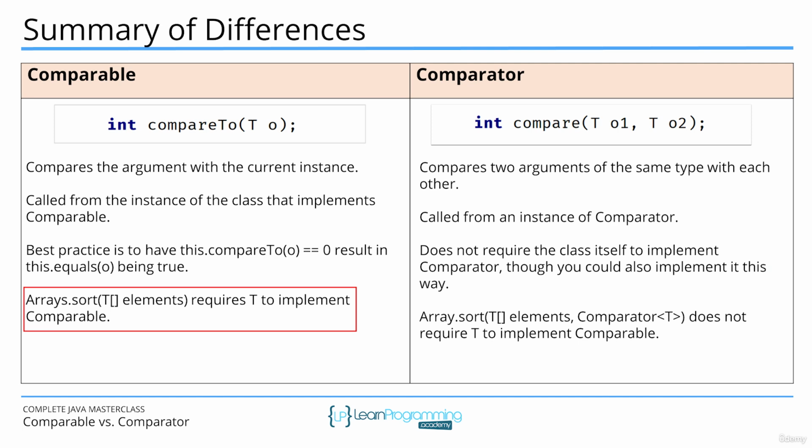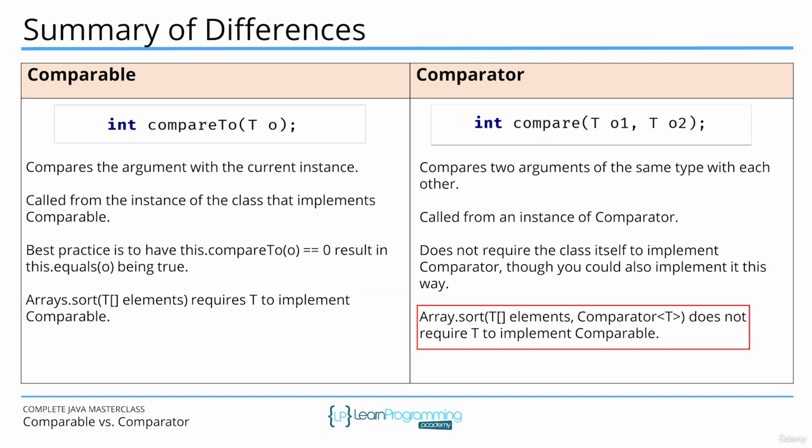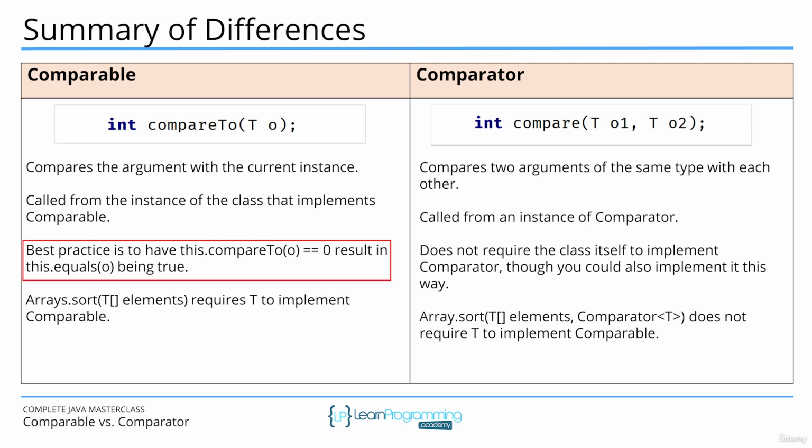Arrays.sort with a single argument requires the array elements to implement Comparable. Arrays.sort with two arguments does not require the array elements to implement Comparable, but will use the Comparator passed to sort the elements. It's considered best practice for a natural order sort if Comparable's method returns 0 when the instance's equals method is true for the same argument passed. Comparator allows for a variety of different ways to sort objects. I'll be revisiting Comparator in our nested types discussion, and you'll have plenty of opportunity to use both when we explore more of Java's collection types.